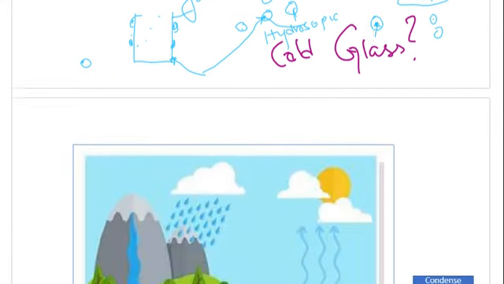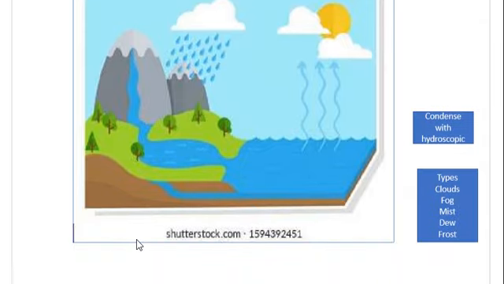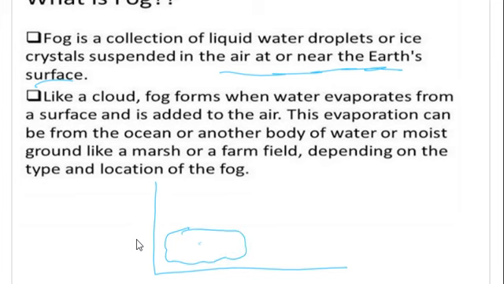Next, fog. Now, see, fog is a collection of liquid droplets or ice crystals suspended in air near the Earth's surface. I told you, if cloud forms here, it is not called cloud. That is condensation forming here. Means all the moisture coming at one place and forming drops. Okay, that is called fog.